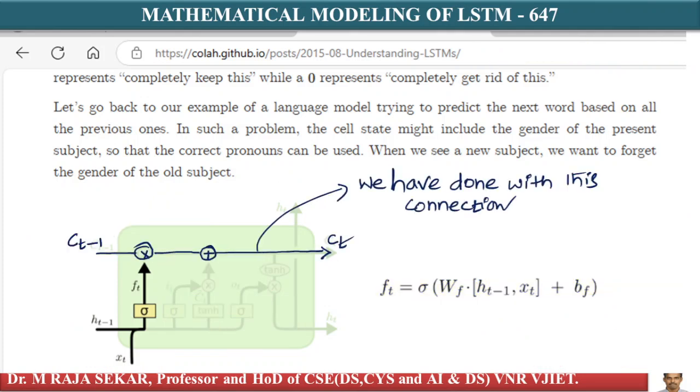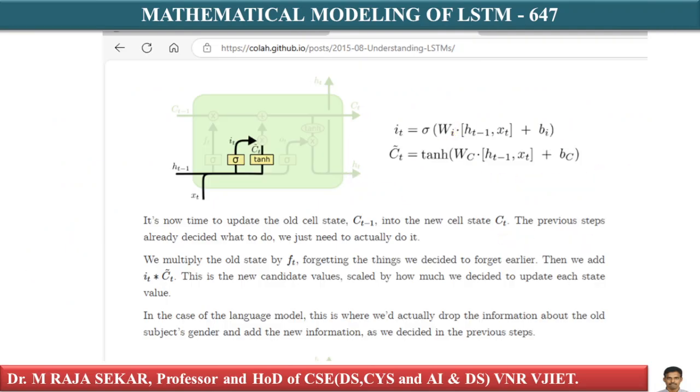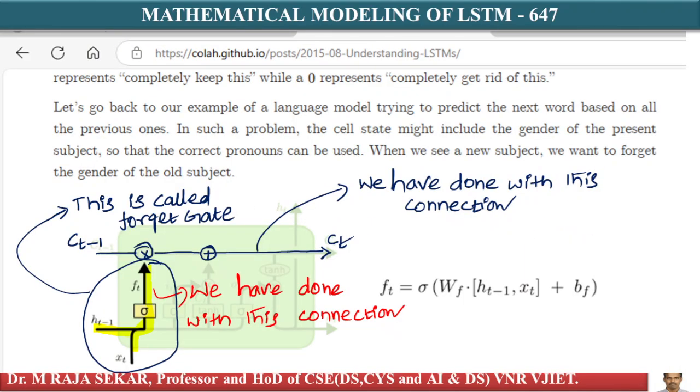Just see this one, we have done with this top connection, we have done with this particular forget gate also, isn't it? With this connection means we completed two parts. Which parts we completed? This part we completed, we also completed this part, isn't it? We already discussed ft equal to sigma of Wf dot ht minus 1, xt, plus bf, isn't it?